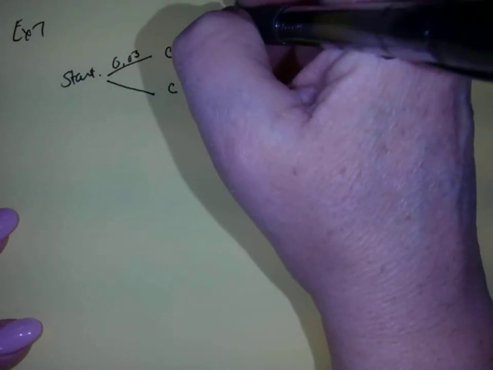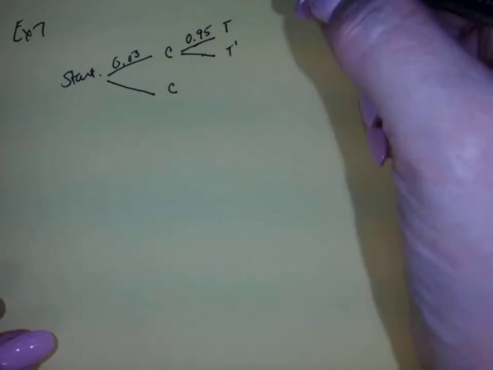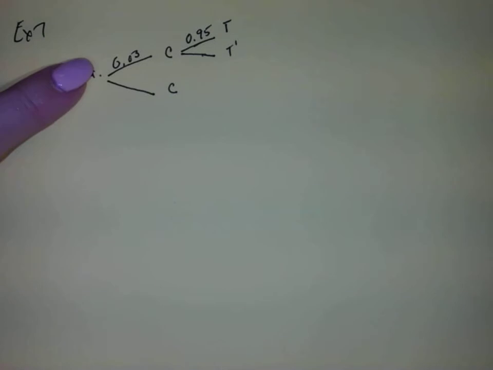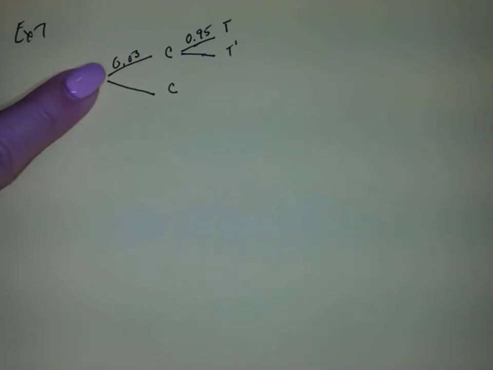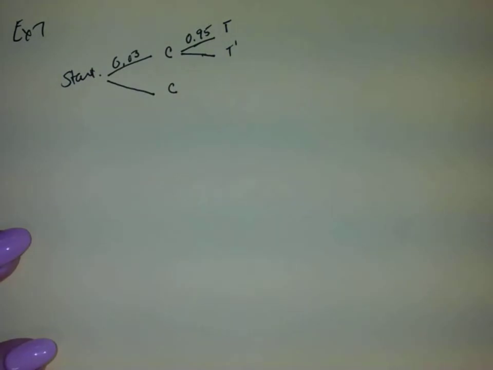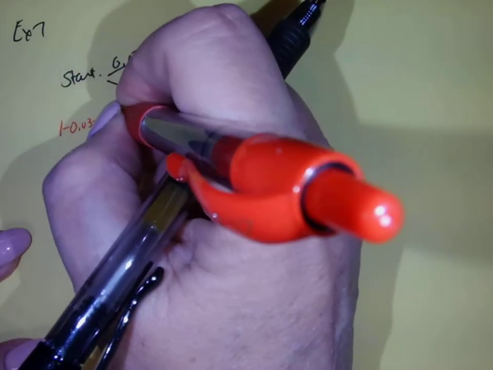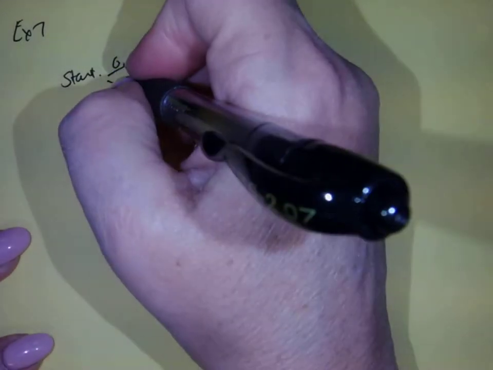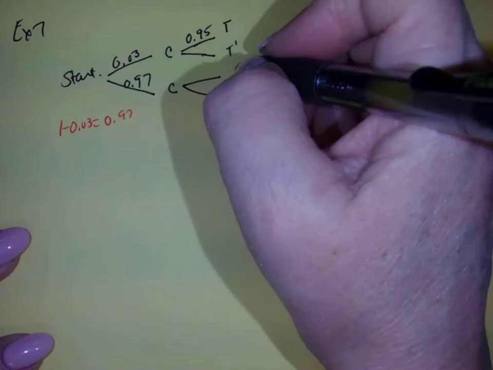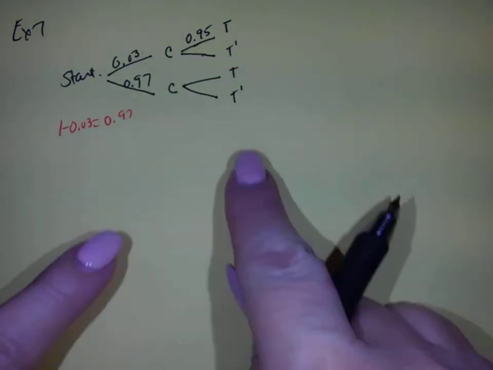So this will be the test, this will be not test. Now, the other opportunity is other cancer. So if we're looking at the rest of this, this would be 1 minus 0.03. So let's do this off to the side. 1 minus 0.03 equals 0.97. So 0.97. And then we have the T and the T naught, or T complement.